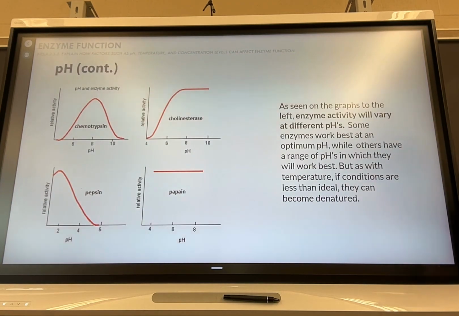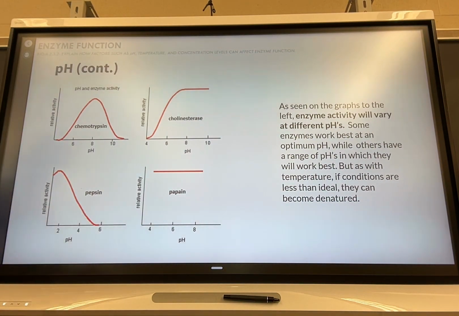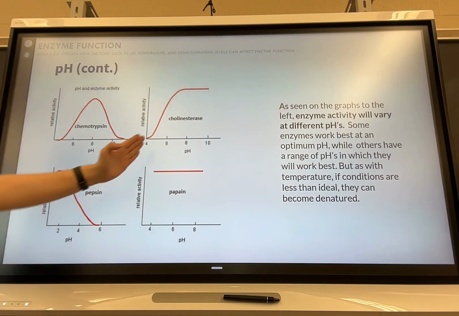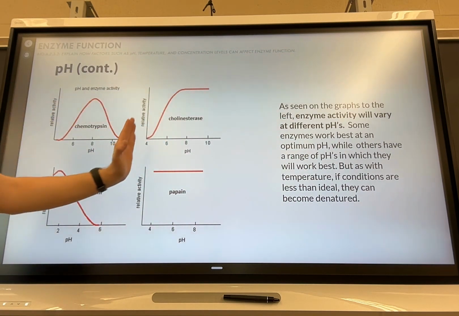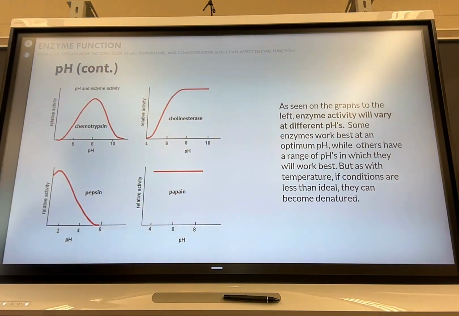So we can see this in these 4 enzymes here. You can see chymotrypsin, cholesterinase, pepsin, and papain. Chymotrypsin works best at a pH of about 8. If we take it outside of that range, you can see that the activity falls to 0 on both sides. Cholesterinase, on the other hand, likes it really basic. So you can see at about 7, it starts working really well, and as we get more and more basic, the enzyme retains that high activity.